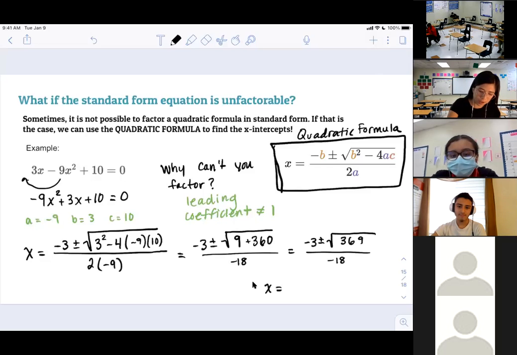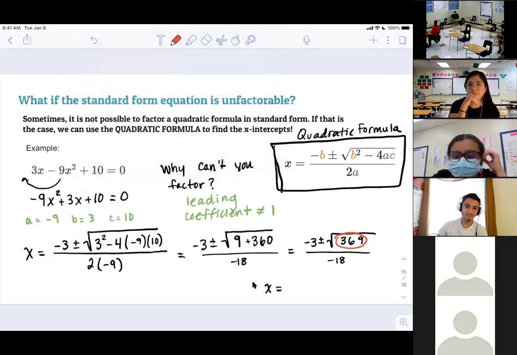But the number 369, right? Can you think of a number that goes into 369 that you can take the square root of? Is there a number that goes into 369 that you can take the square root of, any amount of times? What's a factor of 369 that you can take the square root of?